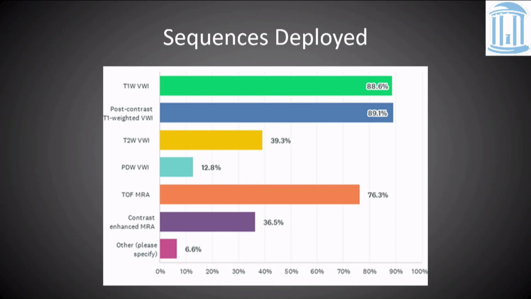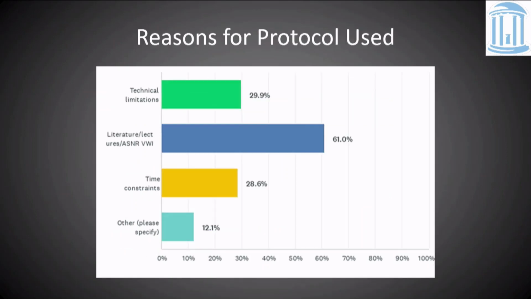In terms of sequences deployed, almost all institutions were using T1 pre and post contrast vessel wall MR. 3/4 were performing time of flight MRA, while a smaller proportion were performing T2 weighted vessel wall and contrast enhanced MRA. And then in terms of the reasons why groups selected the protocols that they did, and it's not only those protocols, but also whether they performed 3D or 2D, was based on literature, based on lectures at societies such as this, and also based on guidelines from the societies, such as the ASNR Vessel Wall Imaging Study Group or other white papers from societies.